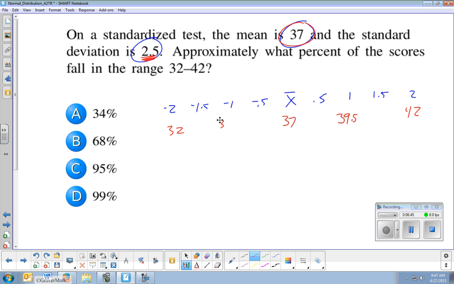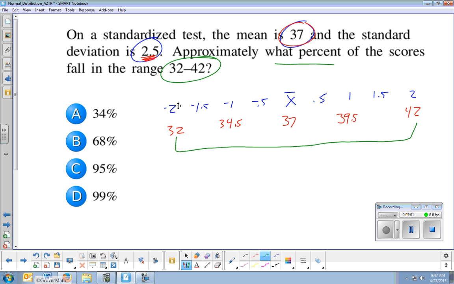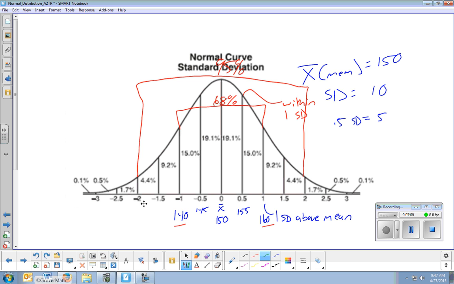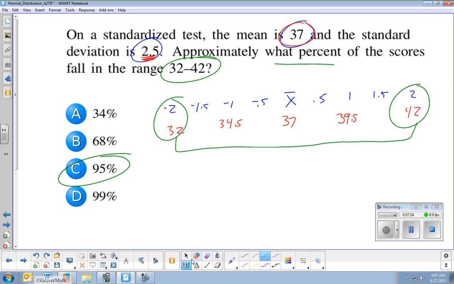And then this would be 34.5. They want to know what percent is in this range, 32 to 42. Now that you know that 32 represents the minus 2 standard deviations and 42 represents the positive 2 standard deviations, you can go back to your curve and say, from minus 2 to positive 2, what's the percentage between them? That is what we set up here: 95% if you add all those up. So 95% would be the answer here.